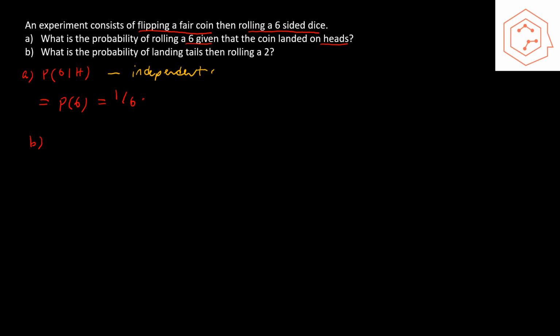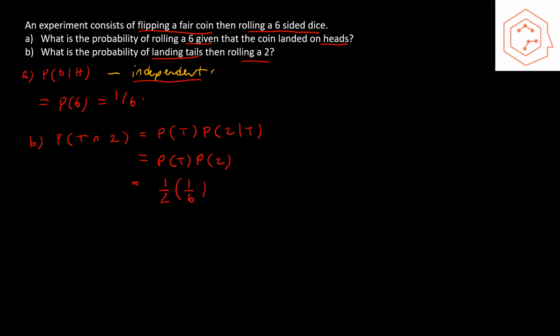Part B then asks, what is the probability of landing tails, then rolling a 2? So the probability of tails and rolling a 2. First we can say that this is the same thing as the probability of landing tails and then the probability of getting a 2 given that we landed tails. But we just saw that the events are independent, so this is the same thing as the probability of landing tails multiplied by the probability of rolling a 2, which is equal to 1/2 for getting a tails, and then 1/6 for rolling a 2, which is equal to a 1/12 overall chance.